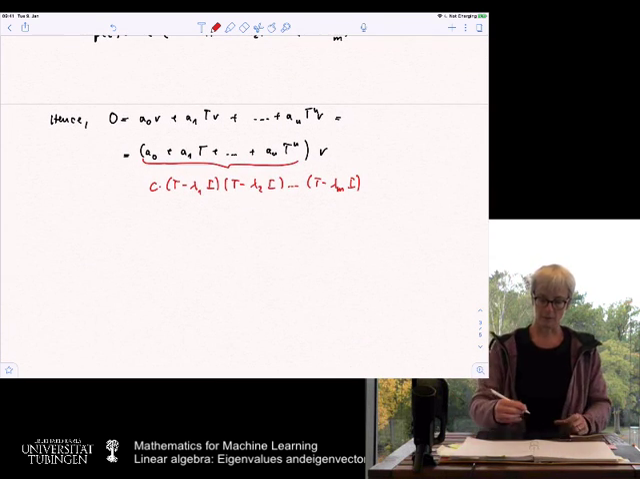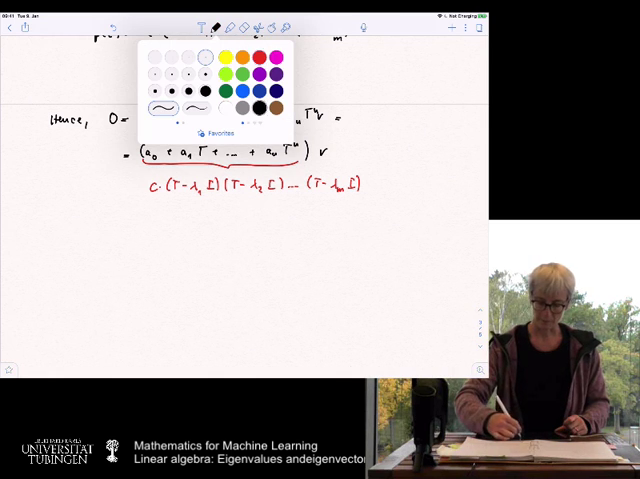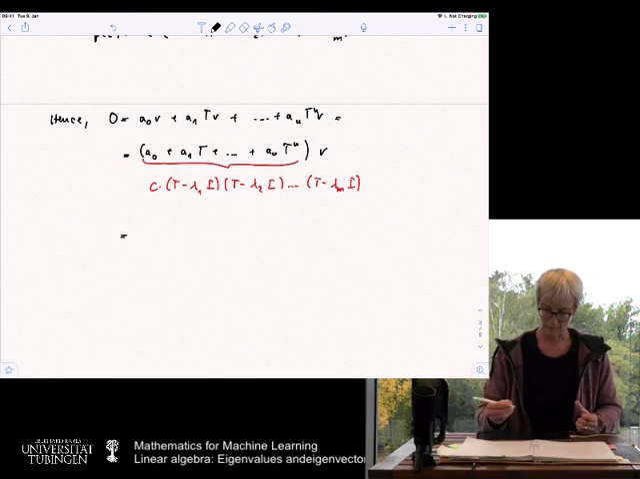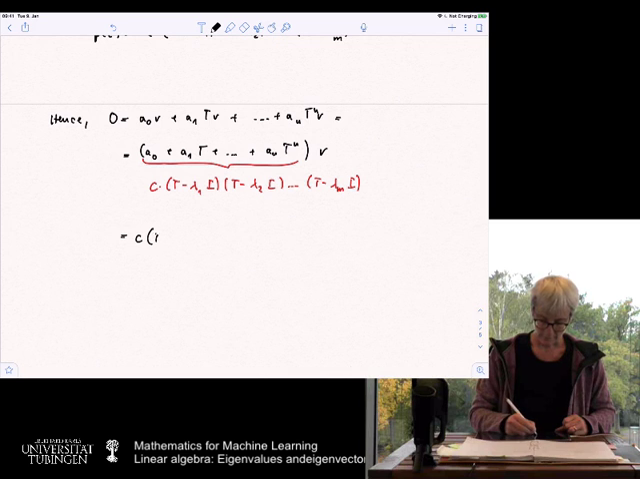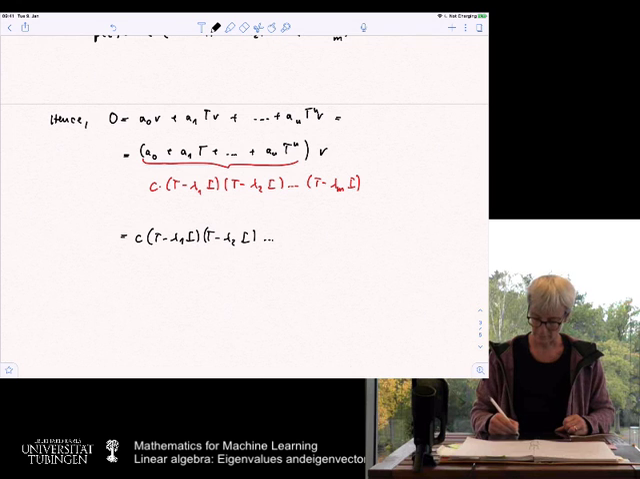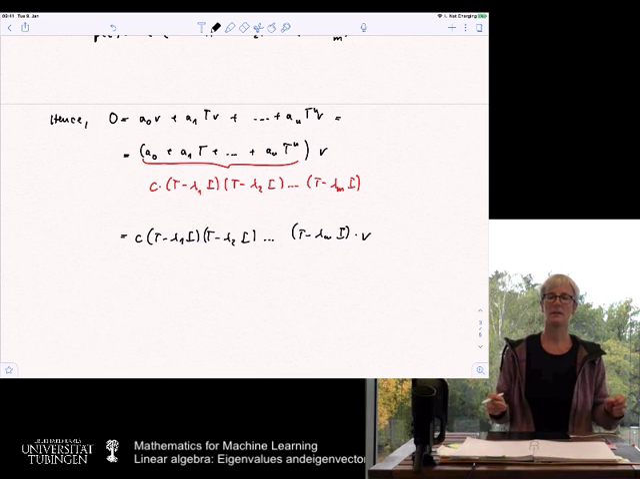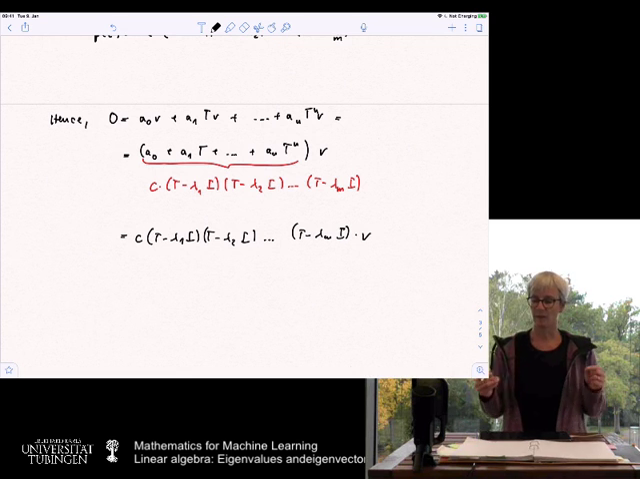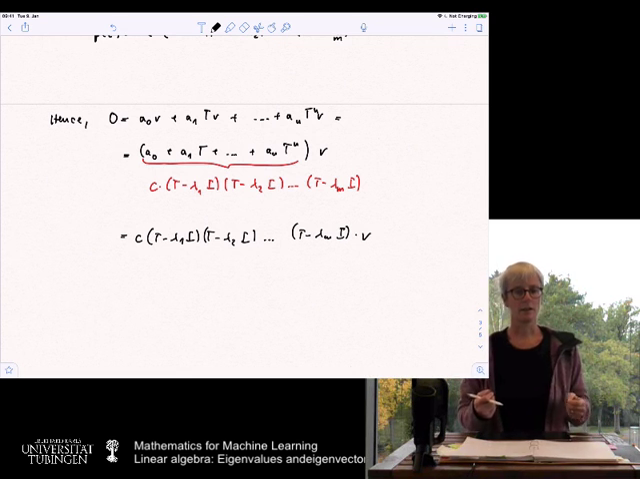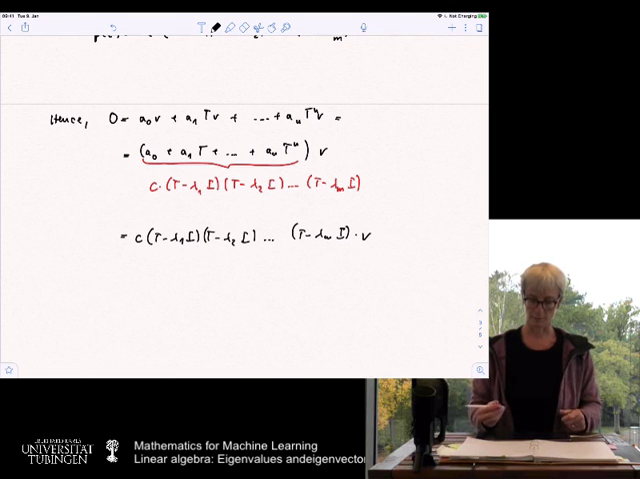Okay, now maybe I write it down. So what this means is, if I again write it, c times (t minus lambda 1 identity), (t minus lambda 2 identity), and so on, (t minus lambda m identity) times v. Now we read it from left to right, so we have 0 equals this. So what does it mean? It means v is in the kernel of this linear operator.